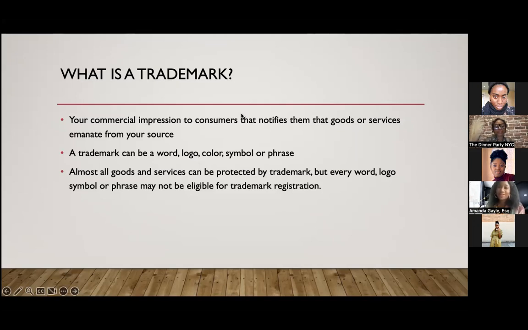Let's put a pin in it for a second, but that's a good question.